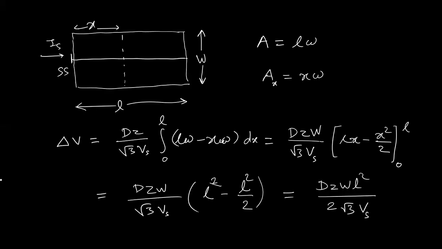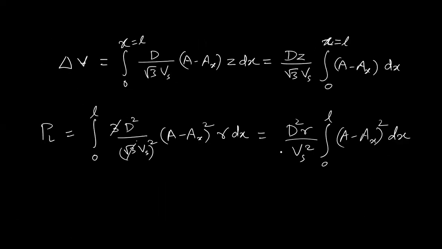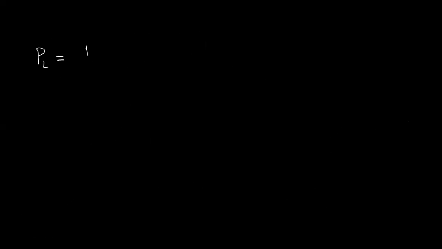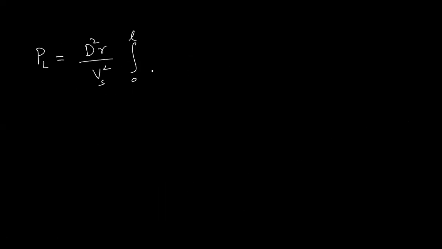Now, similarly, we can derive the equation for power loss. Let us go ahead and derive it. The power loss for the rectangular service area is given by, I'm just copying the expression from here and solving the integration. So that is d square R by Vs square, integration 0 to L of A minus Ax whole square. In this case, A is LW and Ax is XW, whole square dx.